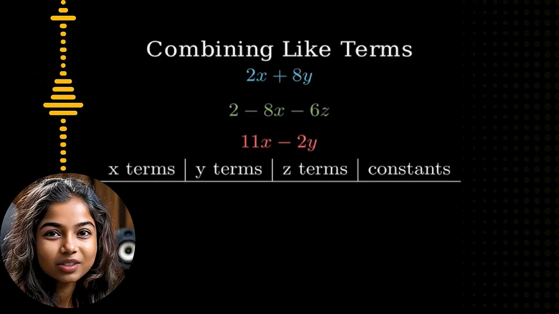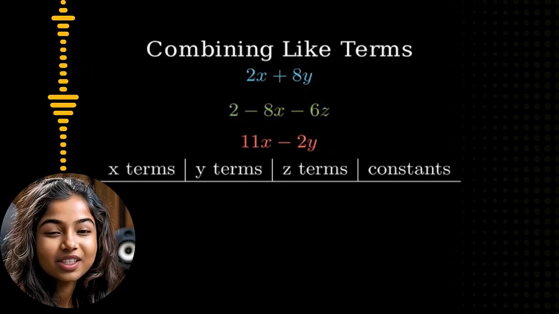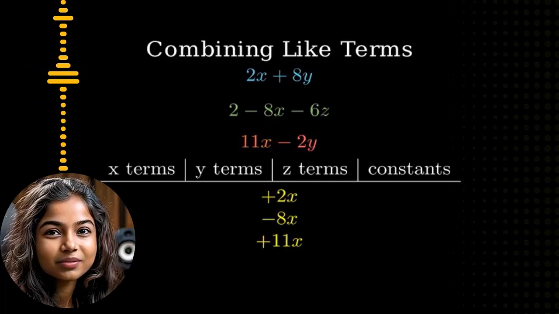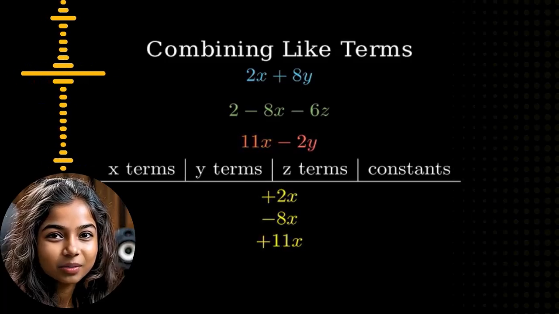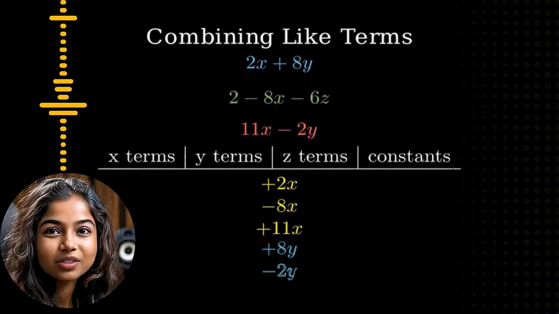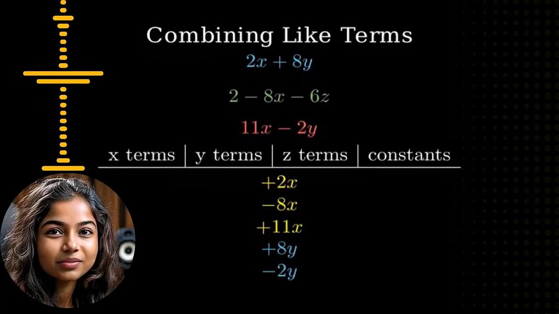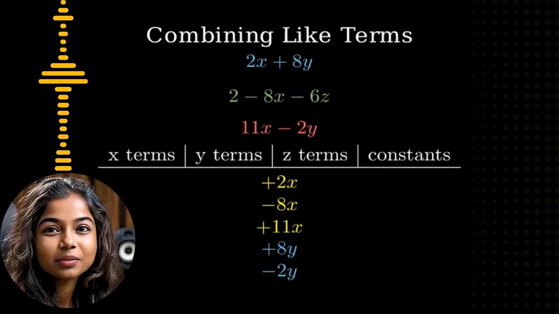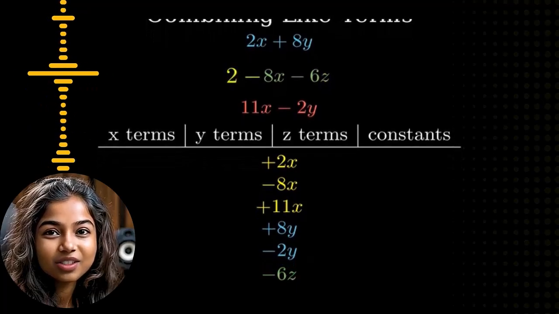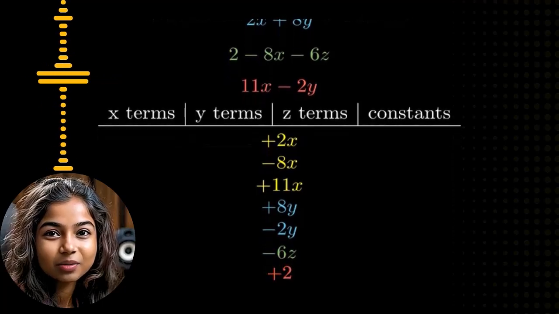Let's identify all the terms with x. From the first expression, we have positive 2x. From the second expression, we have negative 8x. And from the third expression, we have positive 11x. Now, let's look at the y terms. From the first expression, we have positive 8y. And from the third expression, we have negative 2y. For z terms, we only have negative 6c from the second expression. And finally, we have the constant term positive 2 from the second expression.